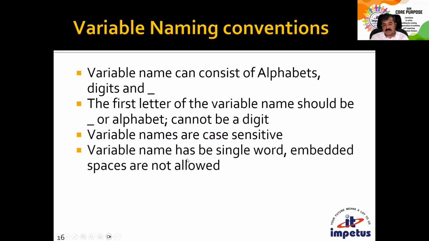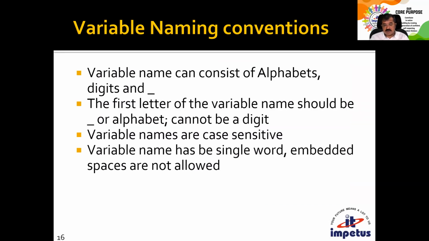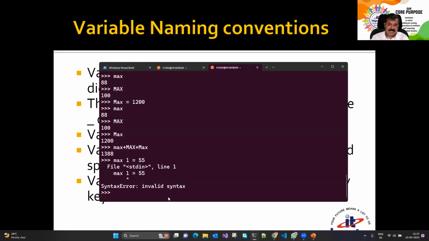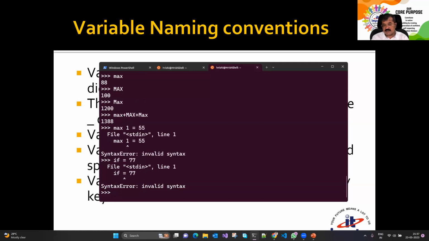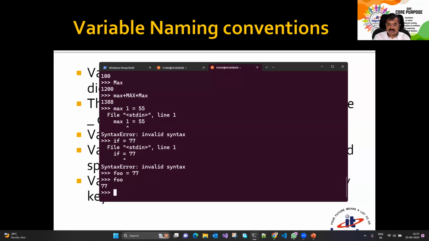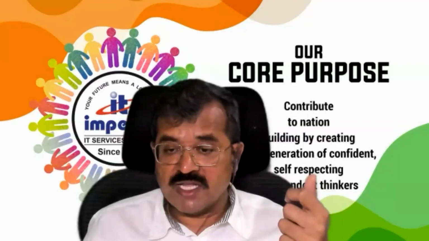Variable names have to be a single word. Embedded space is not allowed. Means I cannot say max space 1 is equal to 55. Error. Spaces are not allowed in the variable. A variable cannot be the same as a keyword. So I cannot create a variable like if is equal to 77. But if I use some other name, I will say foo is equal to 77. That's okay. But if is a keyword. When I use the word keyword, that means that particular word has a specific meaning in the language. So since that word has a specific meaning in the language, you cannot use it for any other purpose.